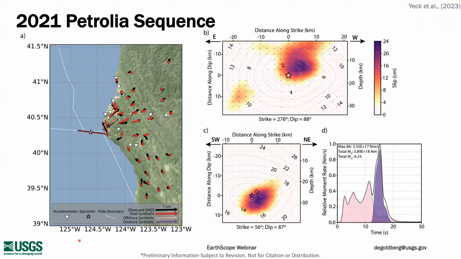So now on the map, you're seeing red arrows that indicate the model fits to the GNSS static offsets. And on the top right, this is the slip pattern modeled for the offshore fault, and underneath, the slip pattern for the onshore fault. In both of these, the stars represent the initiation point of rupture. And you'll see rupture contours drawn every 2 seconds, demonstrating how rupture spread along the fault. And for this onshore fault, keep in mind that it was delayed 11 seconds, so the first contour that you're seeing is the 12-second contour.